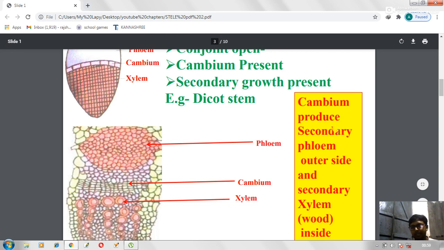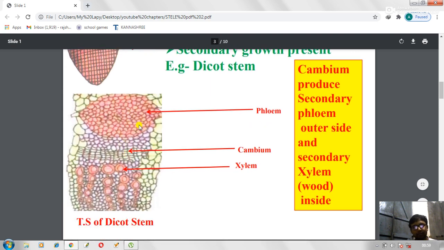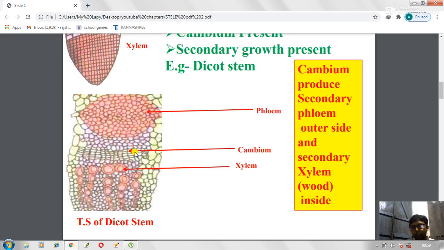In this case, cambium produces secondary phloem on the outer side and secondary xylem toward the inner side. It's called wood. Wood is nothing but secondary xylem. So in this tissue system, phloem is present outside and xylem is present here. In between them, cambium is present. This is a parenchymatous tissue, specialized to produce a huge amount of xylem inside and phloem on the outer side.